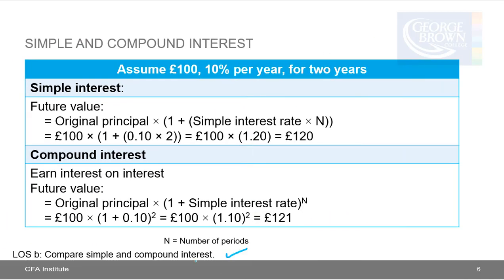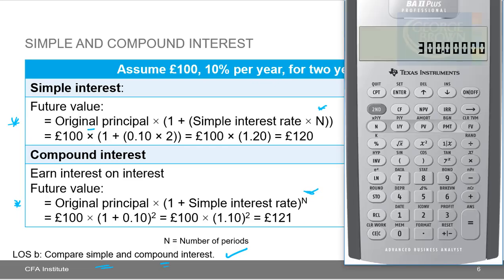So we're continuing with this concept of simple and compound interest, okay? One of the things we're going to look at on this slide, and you don't have to memorize this formula, we just want to understand the concept, okay? Here, the future value for simple interest is the original principal times 1 plus the simple interest rate times n, where n is the number of years. But when we're looking at compound interest, the formula is the original principal times 1 plus the interest rate, to the power of n, and that's where we get the power of compounding.